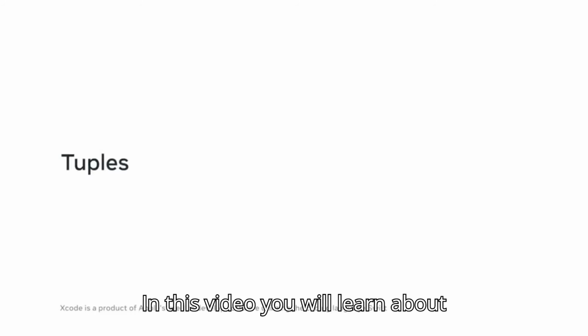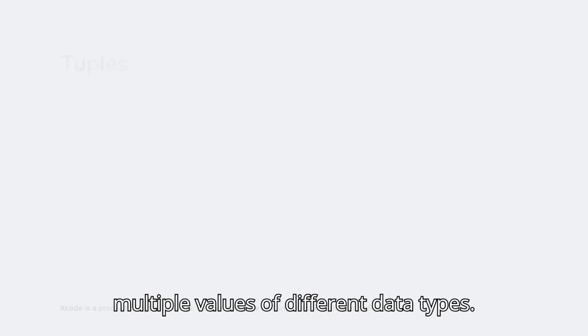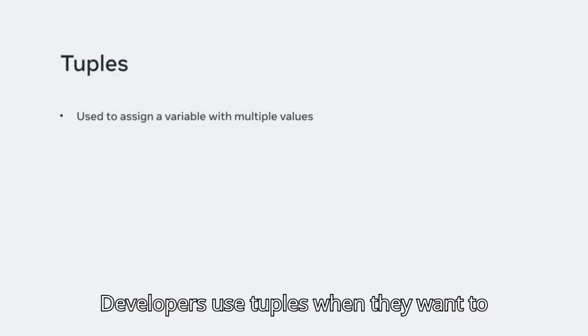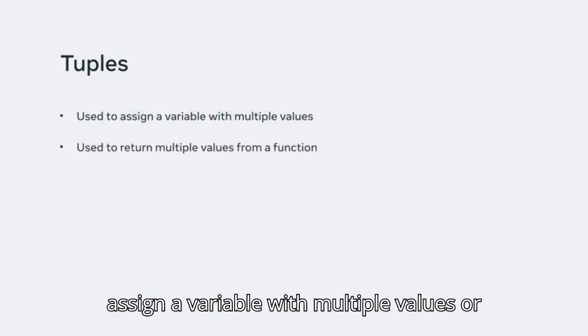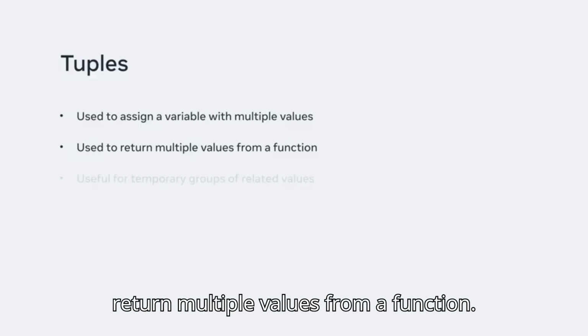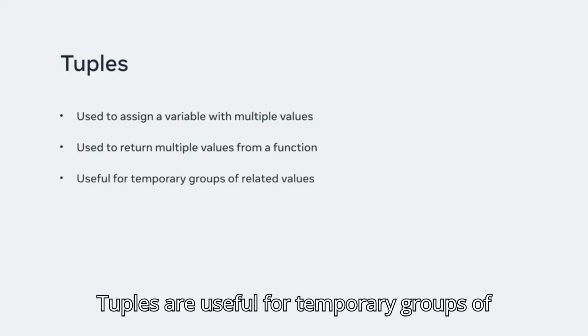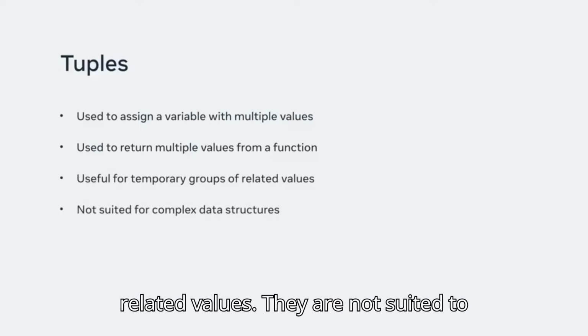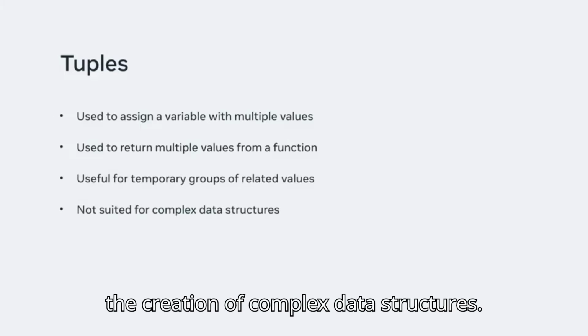In this video, you will learn about tuples, which are used to store multiple values of different data types. Developers use tuples when they want to assign a variable with multiple values or return multiple values from a function. Tuples are useful for temporary groups of related values. They are not suited to the creation of complex data structures.